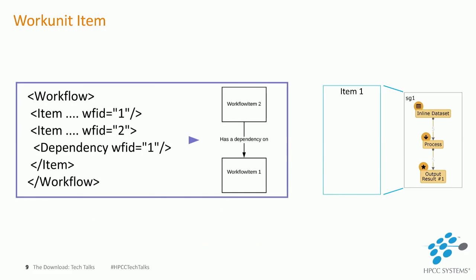The workflow is one section of the workunit XML, and it's made up of workflow items. The items are related to each other by dependencies. For example, here, workflow item 2 has to be executed after workflow item 1 because it has a dependency on it. Each item has a number of activity graphs that it will call to execute. And the agent therefore uses the workflow to determine the order that the activity graphs are executed in.